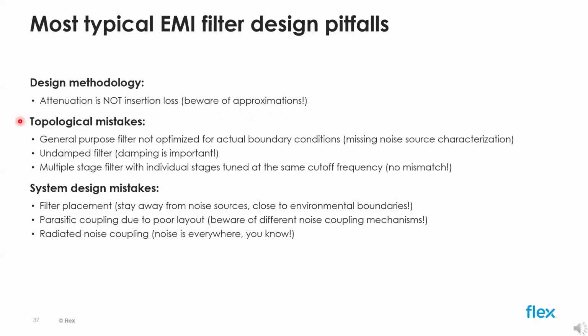Second, topological mistakes. Using a general purpose filter designed for a different set of requirements. This is very usual in AC to DC application using off-the-shelf filters, for instance. Selecting a topology that doesn't include damping is another example, and reusing the same common mode choke for 2 different stages of the same filter is attractive from a procurement perspective, but mistaken from an engineering one. There is no mismatch.